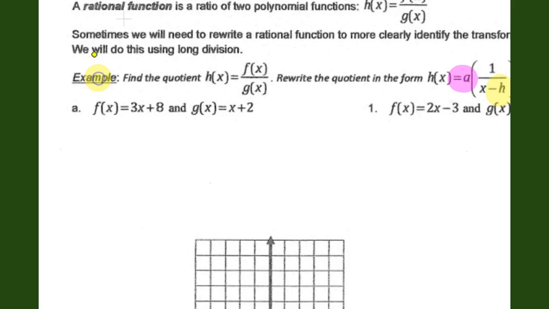All right, so let's see here. So you'll see that we have two functions, and basically we're just going to divide the two. Where g of x is on the bottom, so we'll put x plus 2 on the bottom. We'll have f of x on the top, 3x plus 8. So we can write that as 3x plus 8 over x plus 2.